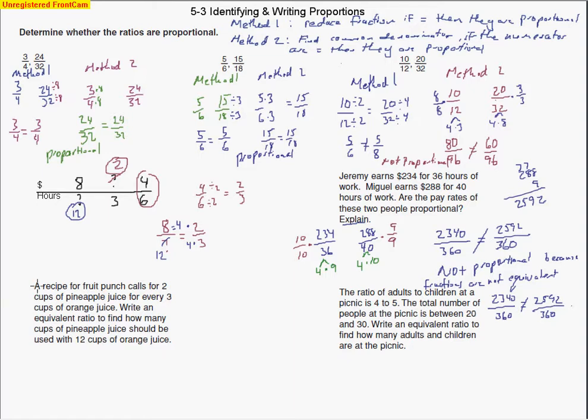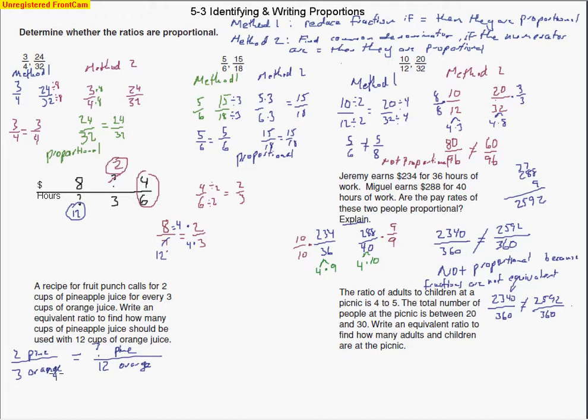And the next one says a recipe for fruit punch calls for 2 cups of pineapple juice for every 3 cups of orange juice. So let's write that down. 2 pineapple, I'll just write pine for pineapple, for 3 cups of orange juice. Alright, so now we want to write an equivalent ratio to find how many cups of pineapple juice should be used with 12 cups of orange juice. So what they're asking is, 12 cups of orange juice, how many cups of the pineapple?